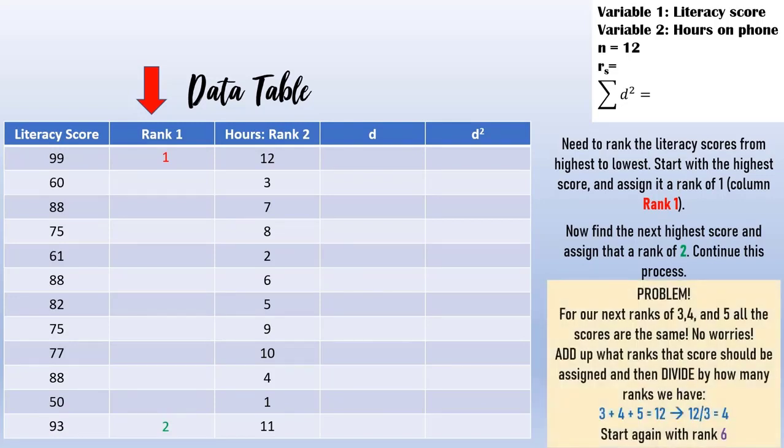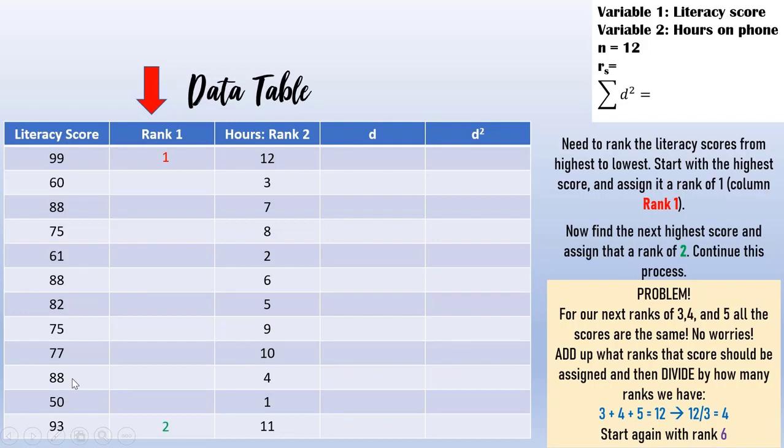So if you look at our next highest scores, that is a score of 88, and there's 3 spots that have that score. So when we run into this issue of multiple tied scores, so the scores are the same for different ranks, all that we have to do is take the ranks that we would have assigned them, add those up, and then divide them by how many ranks we have. So if we look at our literacy score, we have 3 different spots that have a score of 88. So we have one here, and then we have one here, and then we have one here. So these would normally be ranks 3 and 4 and 5.